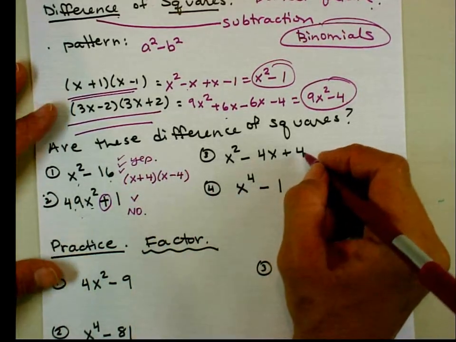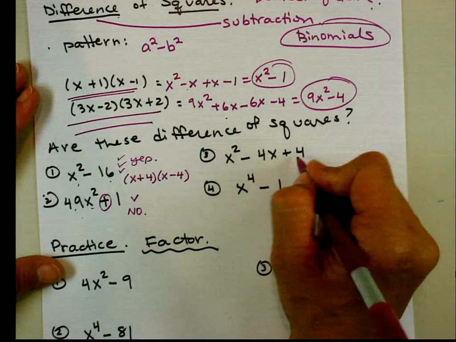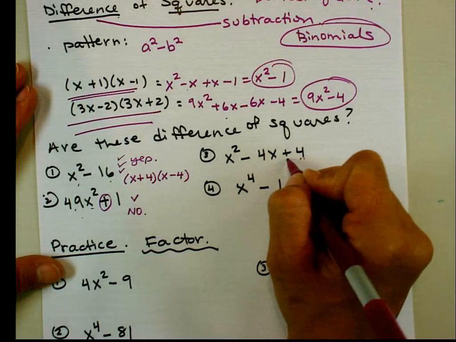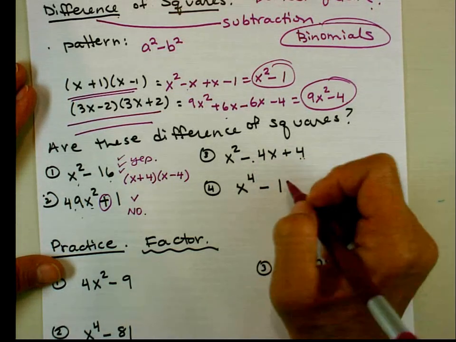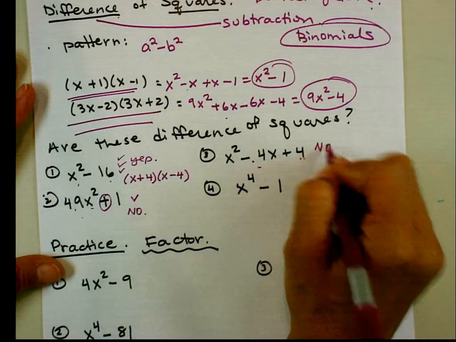Okay, number 3, difference of squares. Well, I have a perfect square here, and I have a minus sign, but I also have 3 terms, so that makes this a no right away.